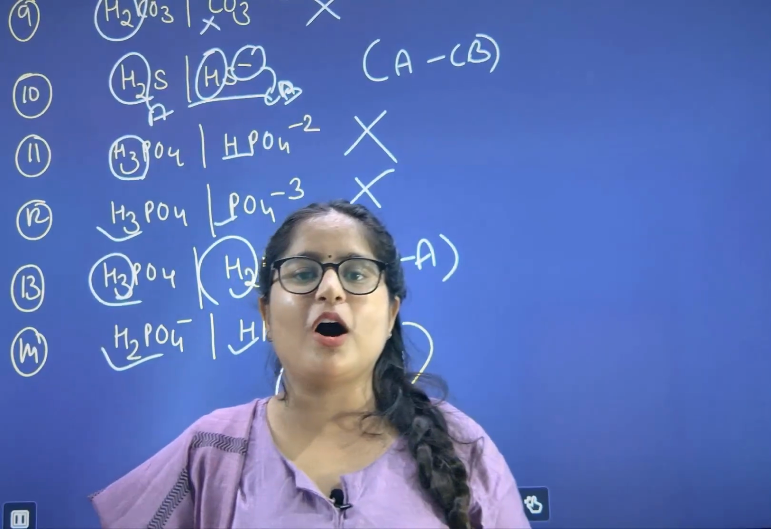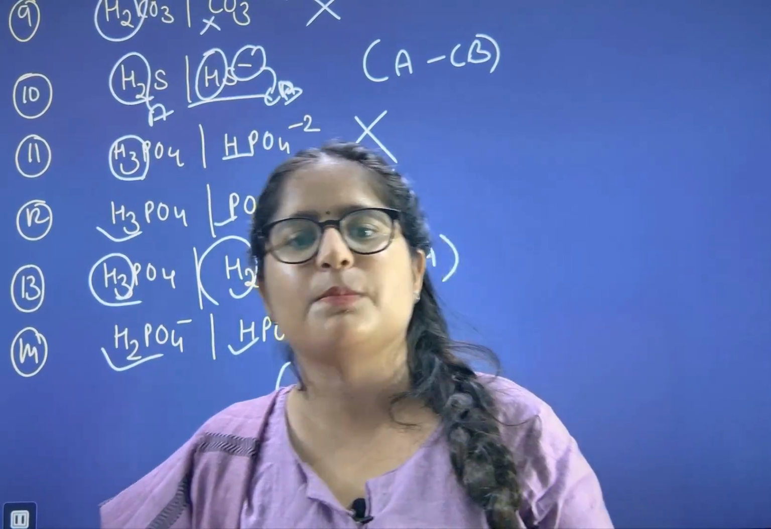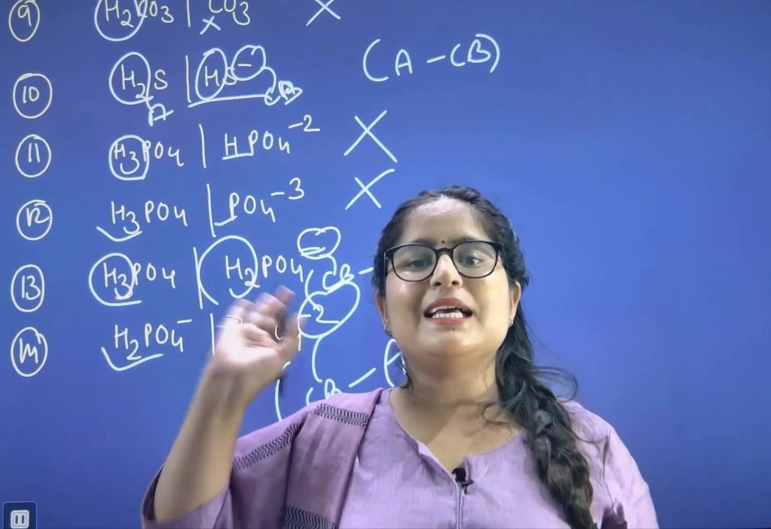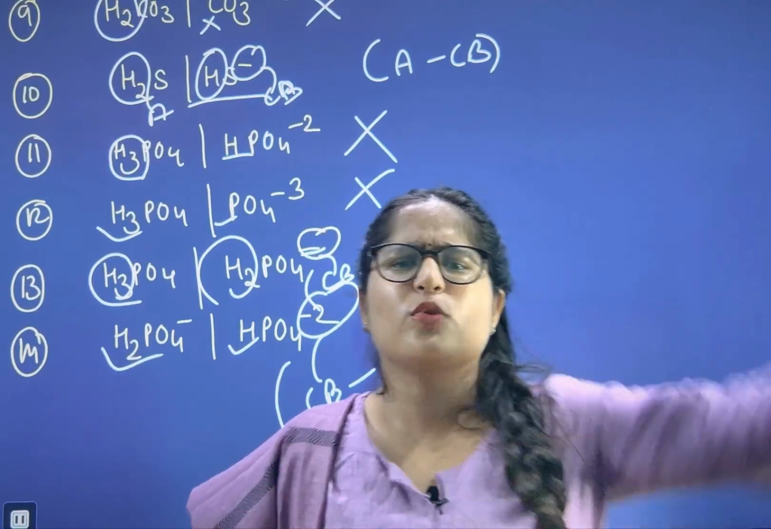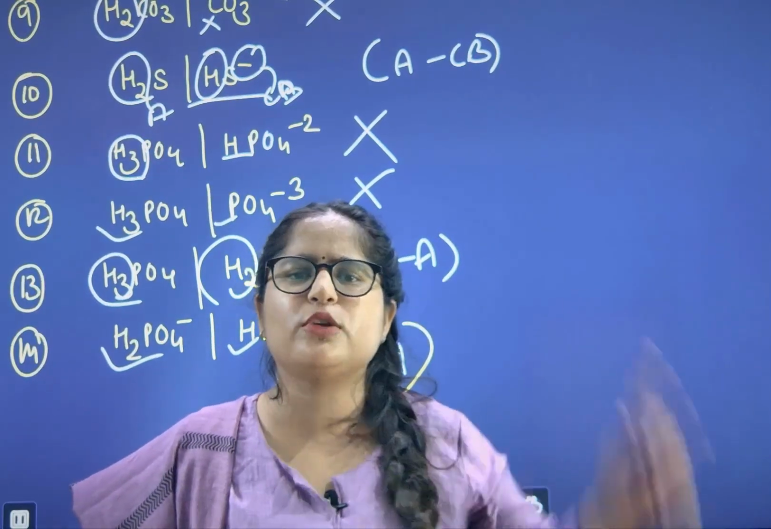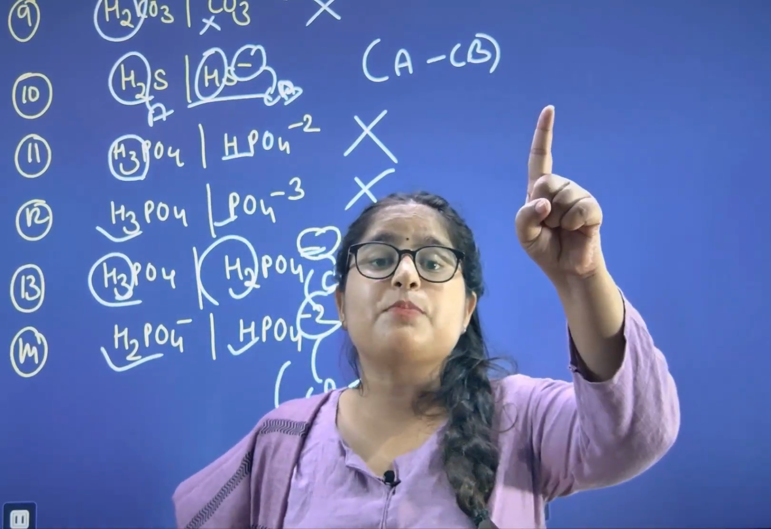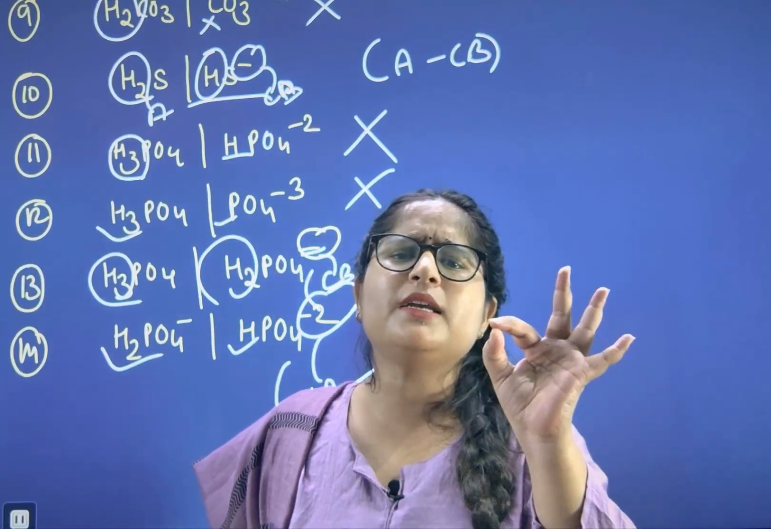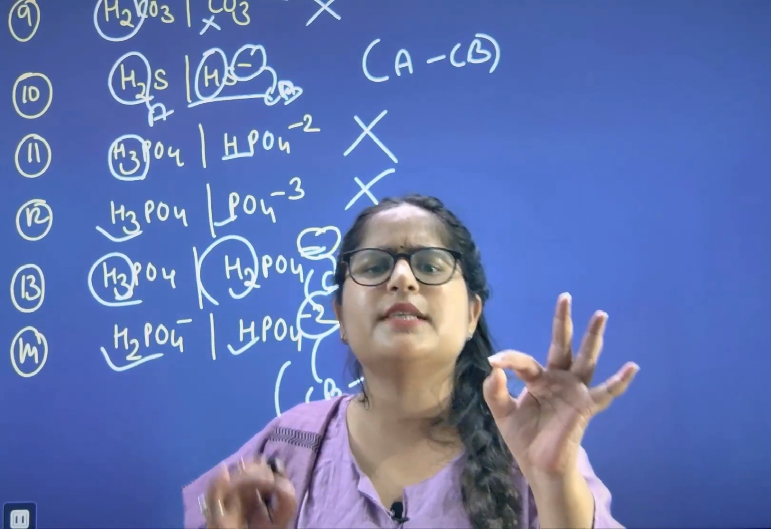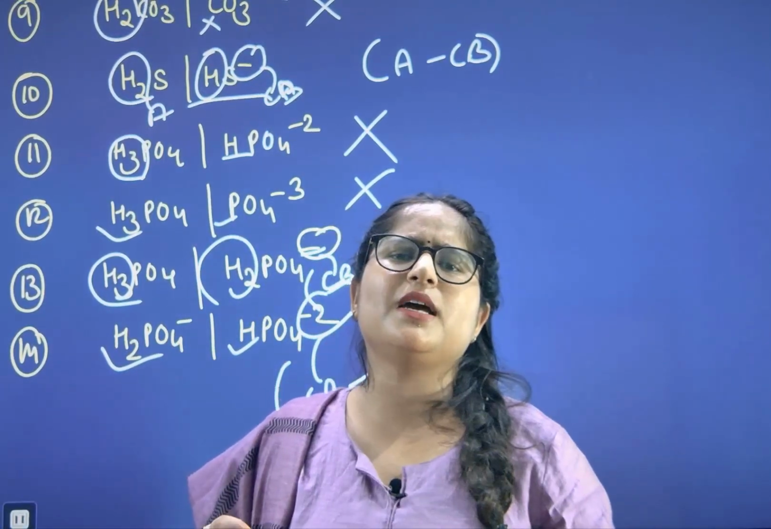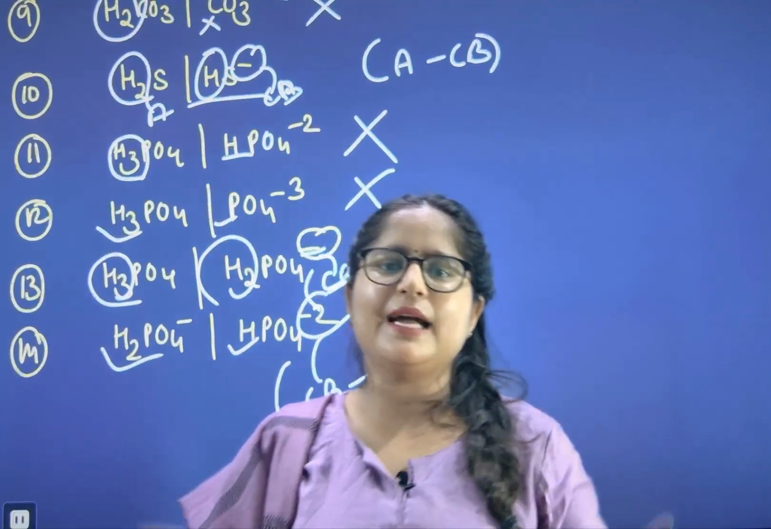How to solve conjugate acid base pair or conjugate base acid pair within a fraction of seconds. What are the three keywords you have to keep in your brain to solve these questions? First starting point, only one proton difference. Minus means it is conjugate base acid pair. Plus means it is conjugate acid base pair. That's all.